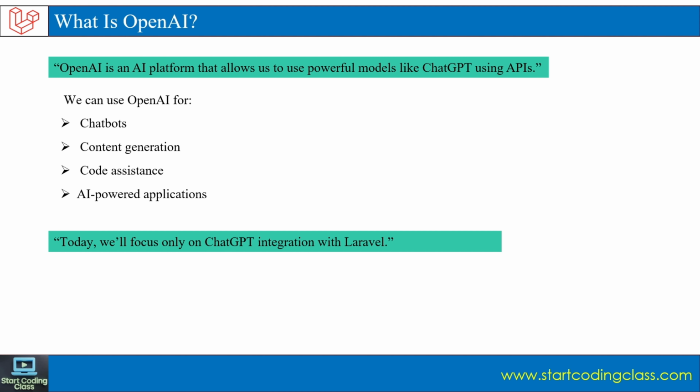So OpenAI is also an AI platform. So we can use OpenAI for chatbot, like if you ask anything and they will answer your question. Content generation, code assistant. So if you want any code, like if you want a registration form, login form, anything, you can just write your query. OpenAI will give the answer. Today we will focus only on ChatGPT integration with Laravel.